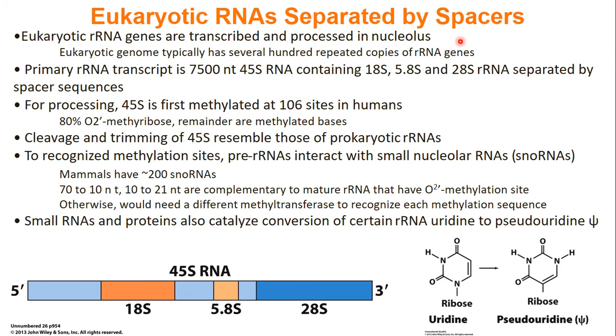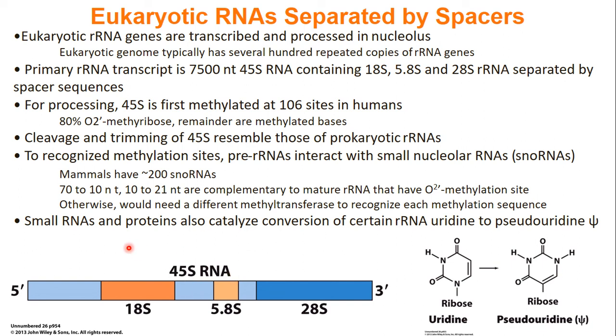So that was prokaryotic. Let's look at eukaryotic rRNAs now. And it's similar to how the prokaryotic rRNAs are made, in that the genes are transcribed in the nucleolus, and usually it's several hundred repeating copies of the rRNA in a row, and you'll make a giant primary rRNA transcript. 7,500 nucleotides, that's called the 45S rRNA.